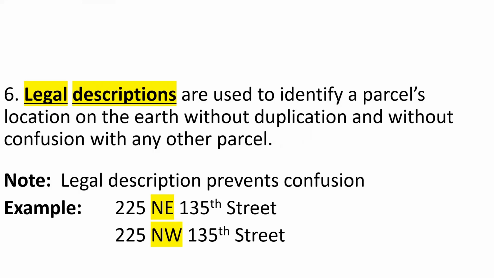It prevents confusion, such as if you use an address, for example, 225 Northeast 135th Street versus 225 Northwest 135th Street. You see how easily one letter can confuse. In that case, that could create some confusion, whereas the legal description is a unique identifying number that identifies a piece of property, a piece of land, anywhere on this planet.